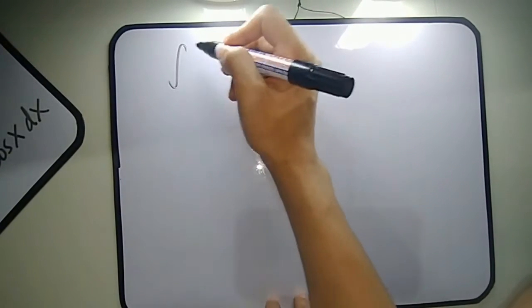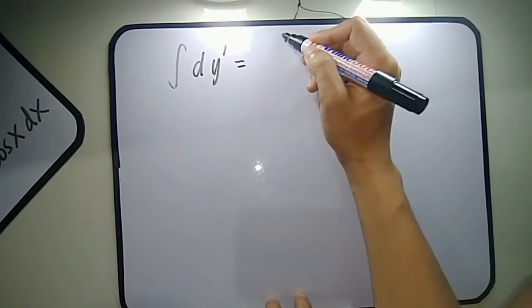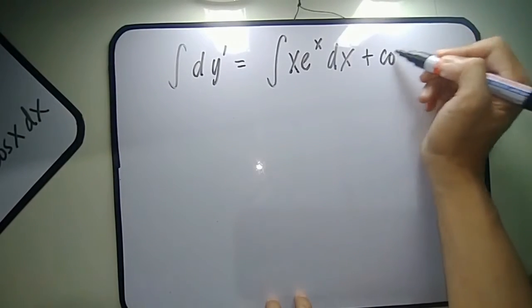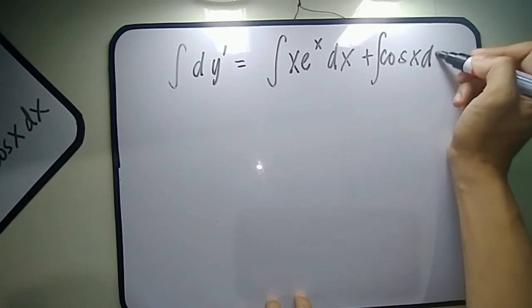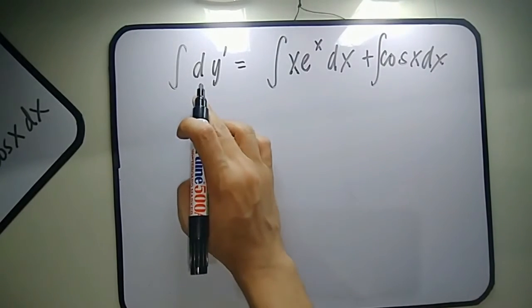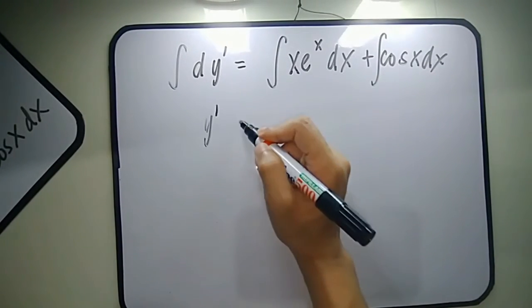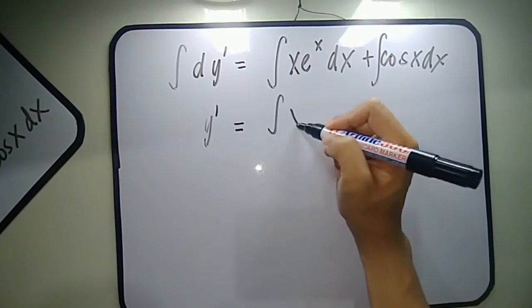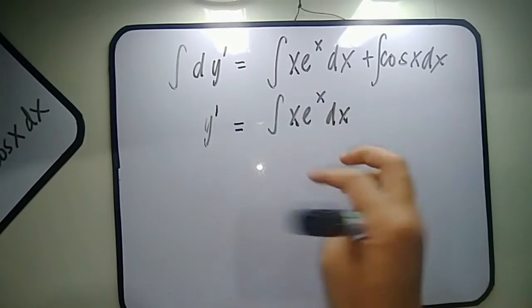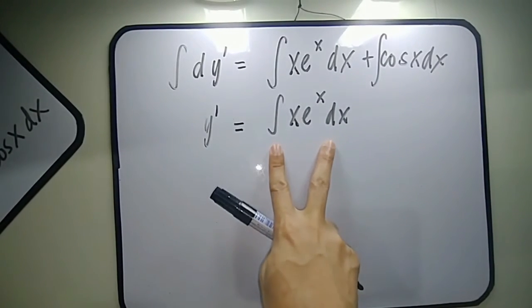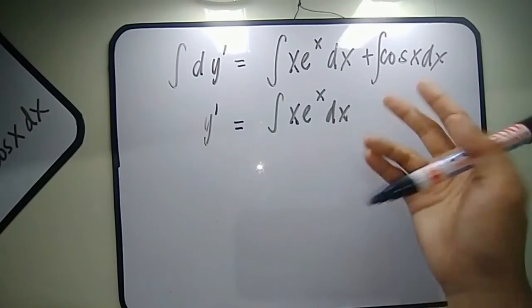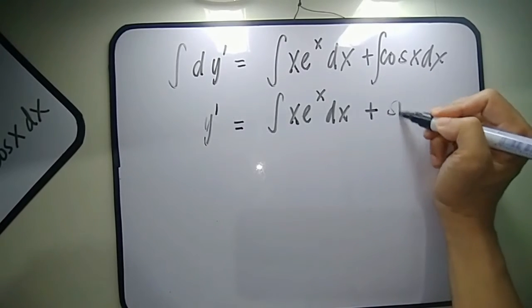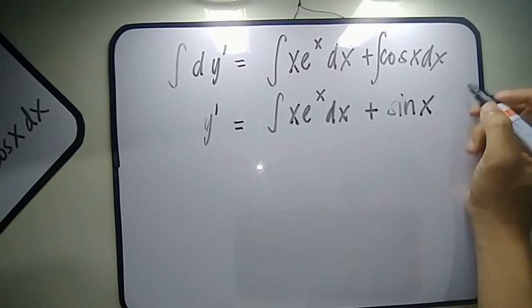So we have the integral of the differential of y prime equals the integral of x e raised to x dx plus the integral of cosine x dx. So the integral of the differential of y prime is y prime. Then we integrate this, the integral of x e raised to x dx. By inspection, we cannot easily integrate this because we don't have a formula for this form. Plus, we have the integral of cosine x, this is sine x. So we have here plus c.